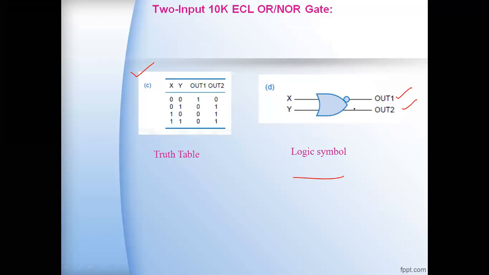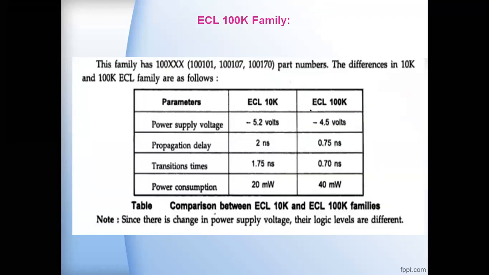So this is about the ECL 10K logic family. Now the last one we will conclude here within 1 minute. The next ECL family is the 100K family. The examples of this 100K are 100101, 100107, 100170. They are the part numbers to identify the ECL 100K family. And here you can see the difference between the ECL 10K and ECL 100K. What are the differences between them?